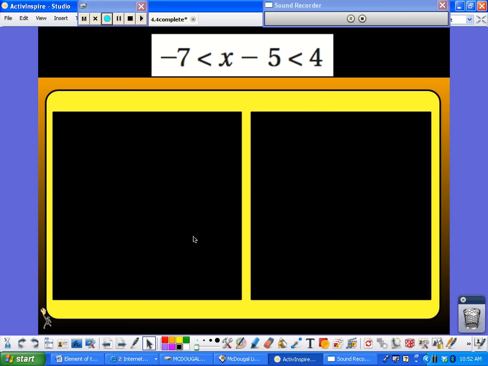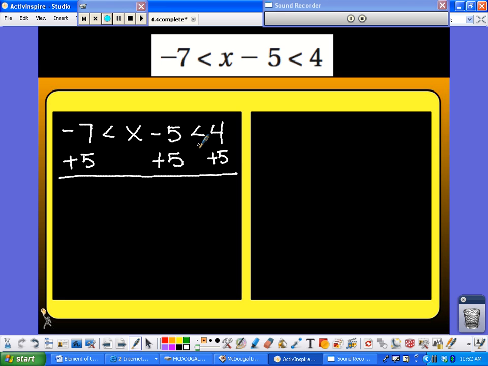Now I'd like for you to pause this and give this one a try. Okay, so now we're back. Hopefully your answer is going to look just like mine. So I'm going to do it the first way. Negative 7 is less than x minus 5, which is less than 4. And I'm going to add 5 to both sides. Again, bring down your inequality signs.